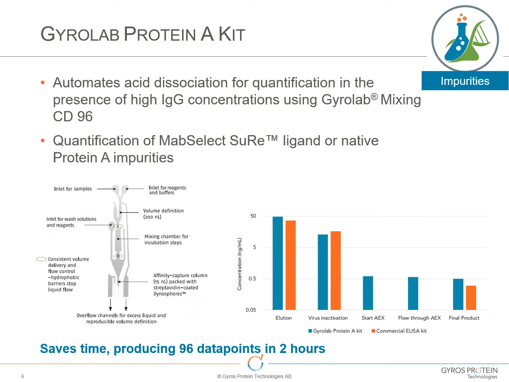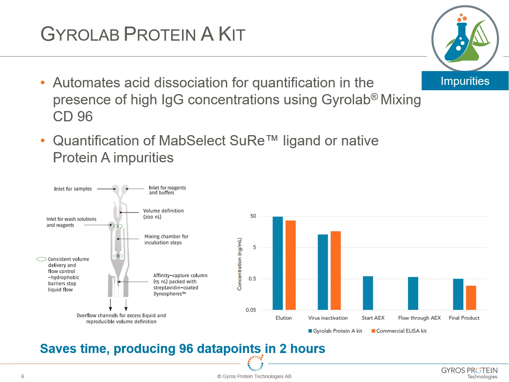Protein A, a ligand originating from Staphylococcus aureus and used in purification of IgG, can leach from the chromatography resin and co-elute with the therapeutic antibody product during purification. Measuring protein A directly in bioprocess samples may underestimate the contamination level due to IgG drug product binding to protein A. Acid dissociation of protein A and IgG prior to protein A quantitation is automated using the Gyrolab mixing CD96, as shown in the mixing CD microchannel diagram on the left.